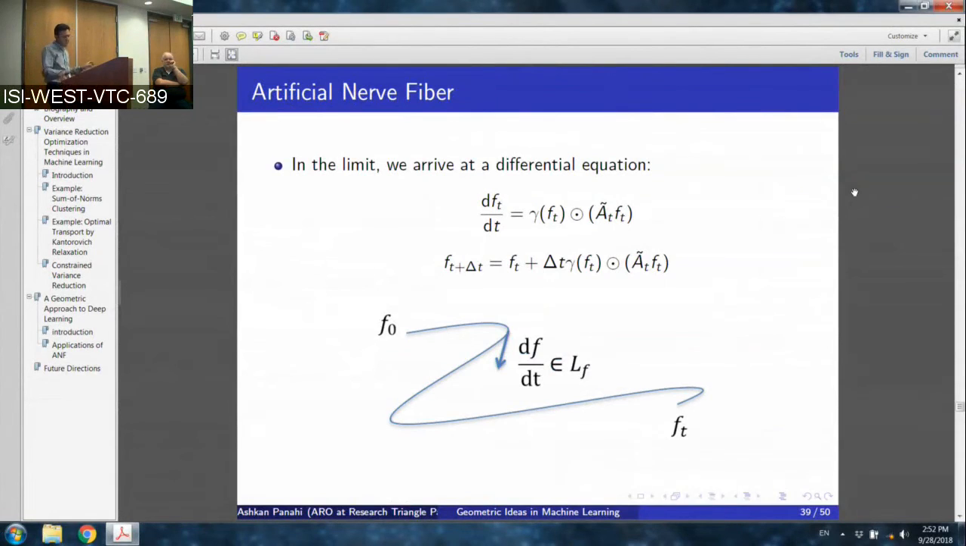So basically, I just did the math. I started from a single layer, I made it very small, and then I took the limit, and I got this differential equation. This is something that we call artificial nerve fiber. Now, why do I call it nerve fiber? It's to keep the same relation with the biological system.